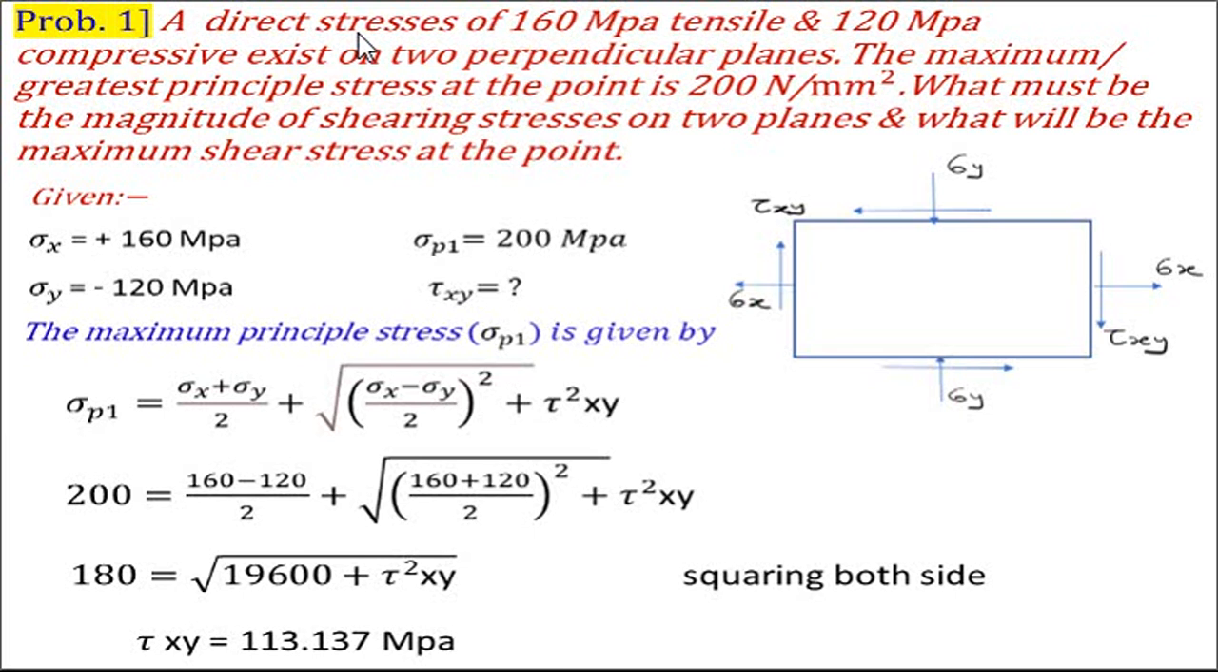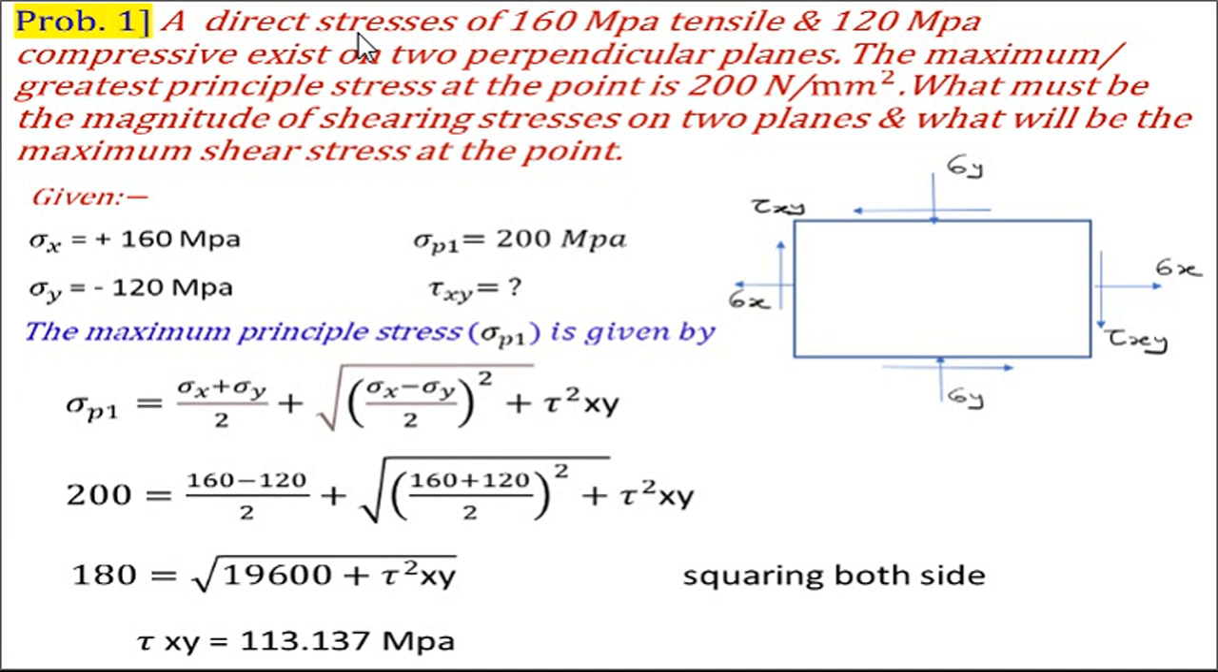First of all, we start with the relation for the maximum principal stress, and the symbol we consider is sigma p1. Sigma p1 is equal to (sigma x plus sigma y) divided by 2, plus the square root of ((sigma x minus sigma y) divided by 2) whole square plus tau xy square. We have taken the plus sign for the greatest principal stress. This relation we already know for case number 4, where direct stresses act in the x and y directions along with shear stress.